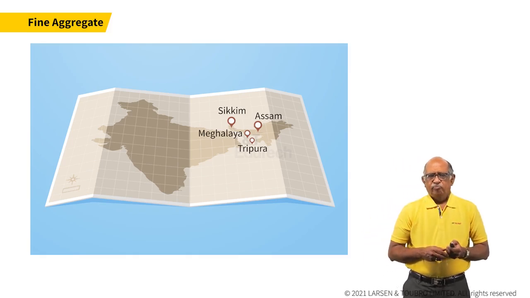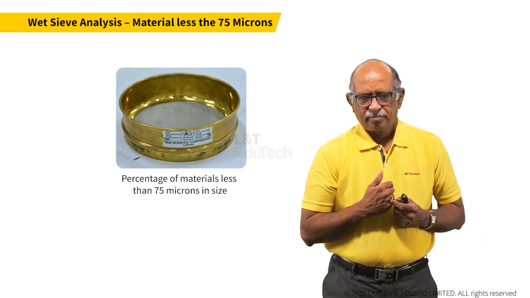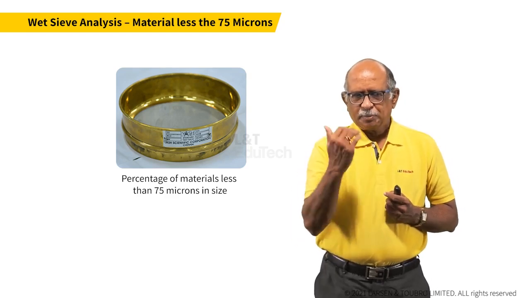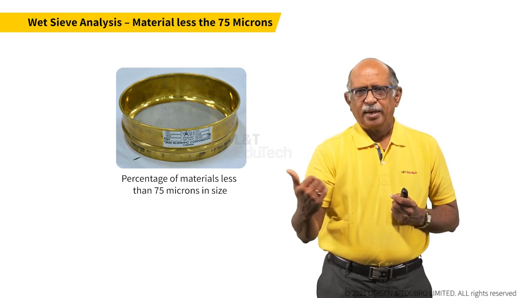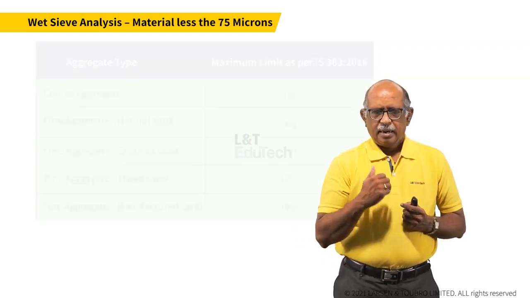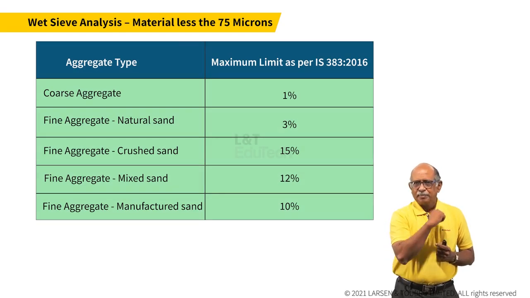Now, we talked about materials finer than 75 microns, which is called silt and clay, as we said. The test parameter we will check, and we will explain how to do the test in the laboratory testing. IS 383 has given certain limitations of acceptance.